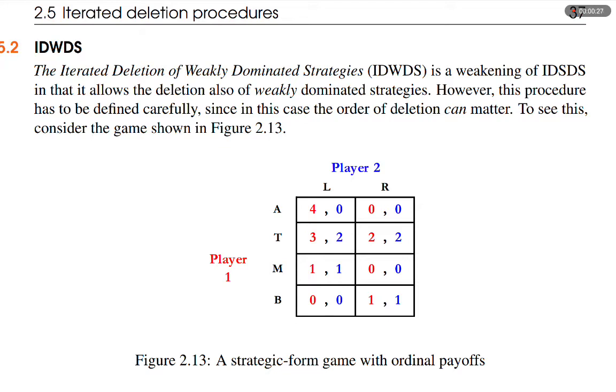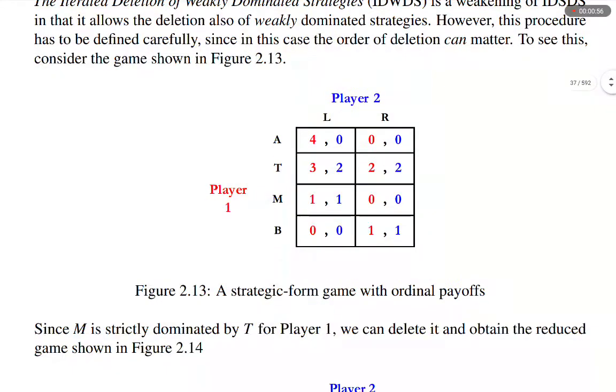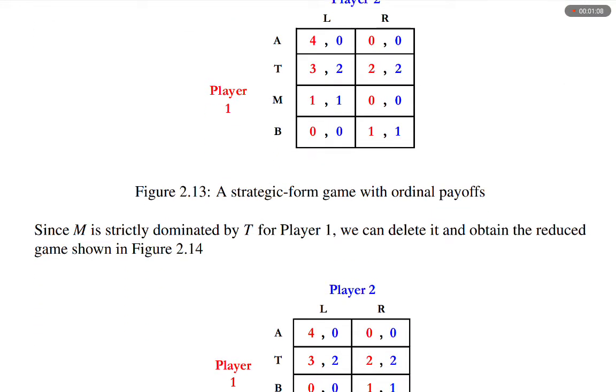However, this procedure has to be defined carefully, since in this case the order of deletion can matter. To see this, consider the game shown in figure 2.13. We have a 4x2 grid. Player 1 has A, T, M, B, and player 2 has L, R. The payoffs are 4, 0, 0, 0, 3, 2, 2, 2, 1, 1, 0, 0, 0, 0, 1, 1. Figure 2.13, a strategic form game with ordinal payoffs.